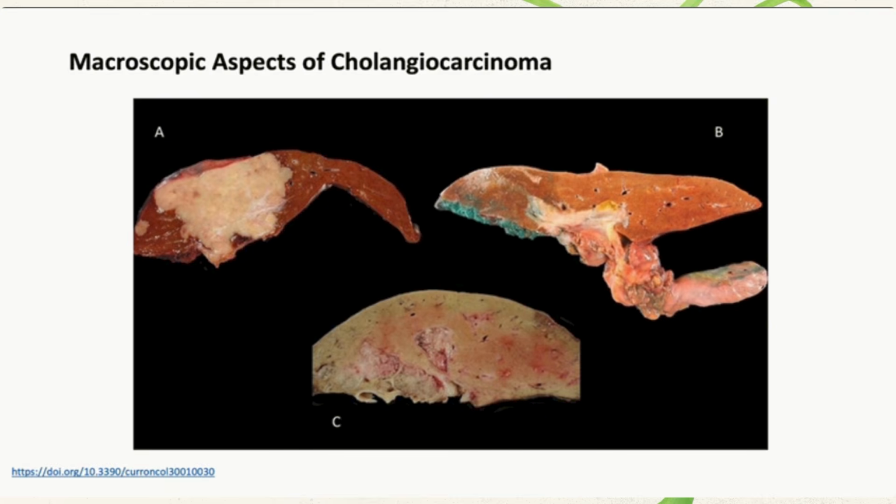The second one is the periductal infiltrating type, which is characterized by tumor extension which infiltrates the biliary wall, producing a diffuse whitish parietal thickening. This tumor most often causes a stenosis or an obstruction of the bile duct, and is then responsible for a dilation of the bile ducts upstream of the obstruction. This type of tumor has a poor prognosis.